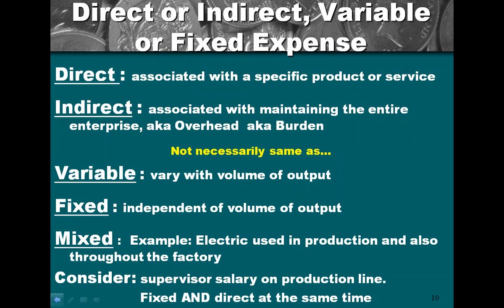Okay, and then you've got mixed. An example of a mixed expense is an electric bill when electricity is used in production and also throughout the factory. So you're going to burn a lot more electricity when you're running product because it's part of the process. So that could be considered a direct expense. And you're also going to be burning electricity all the time throughout the factory. So that's a mixed expense.